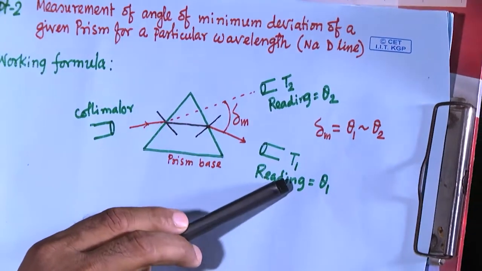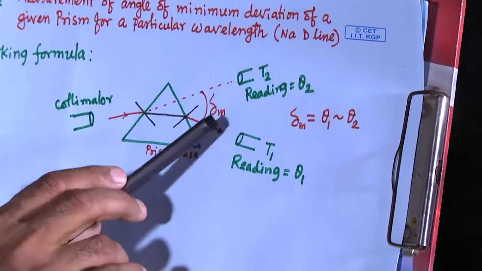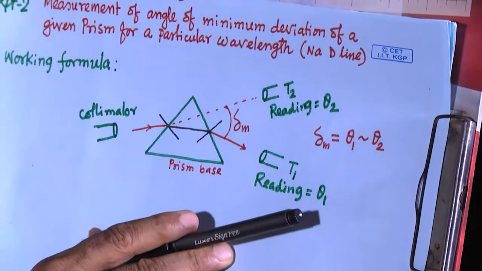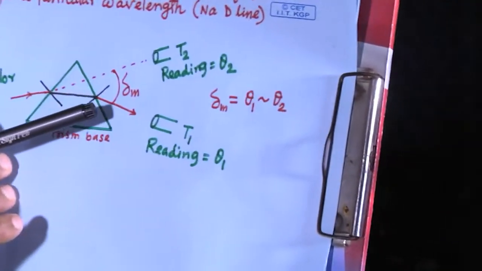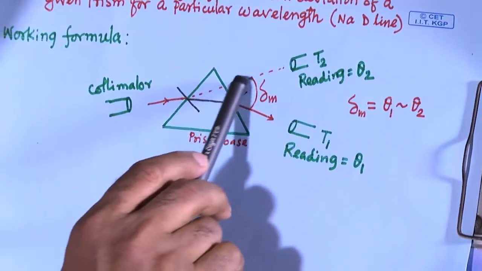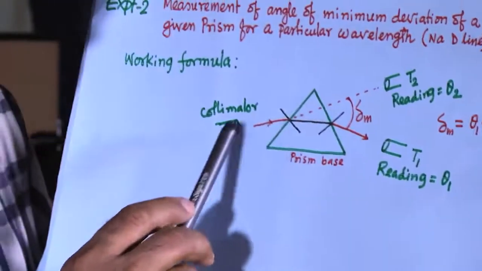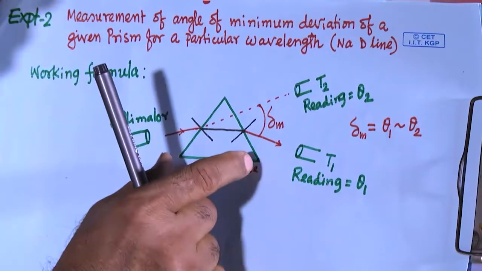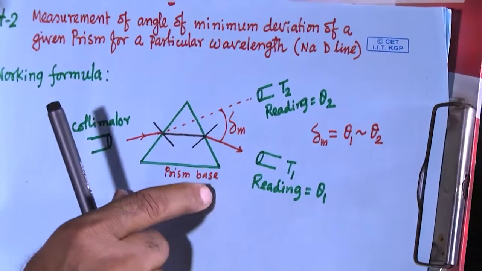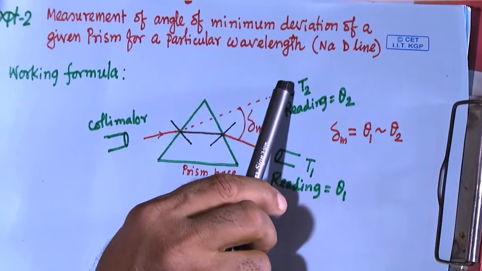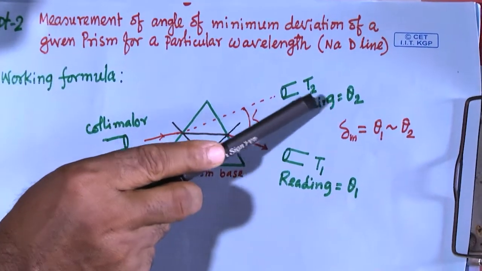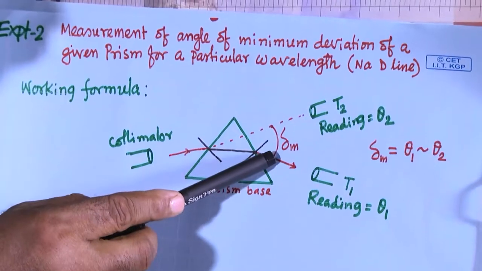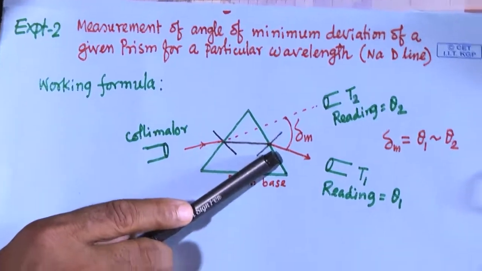After finding the minimum deviation position, we'll put the telescope here and take the reading in vernier 1 and vernier 2. Say this reading is theta 1. Then we'll take the reading of the direct ray, putting the telescope here. I cannot get the direct ray if I don't remove the prism, so I remove the prism, then I will get the direct reading. If it is theta 2, then the difference between theta 1 and theta 2 is the angle of minimum deviation.